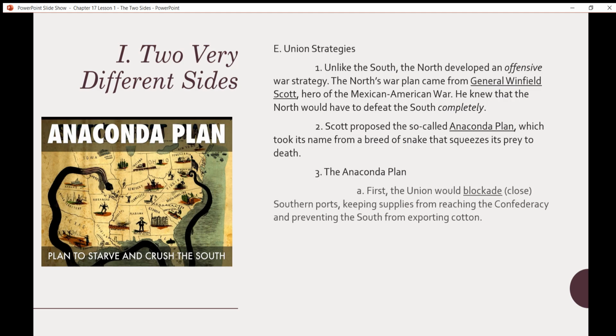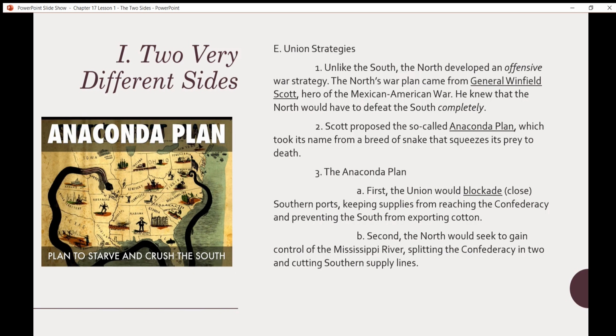The first part of the Anaconda Plan was that the Union would blockade, meaning close, southern ports, keeping supplies from reaching the Confederacy and preventing exports. If you prevent the South from exporting cotton, which was selling for huge prices in foreign countries, they wouldn't be able to get as much money, they wouldn't be able to get as many goods. This would definitely cut off their supply and ideally starve them.